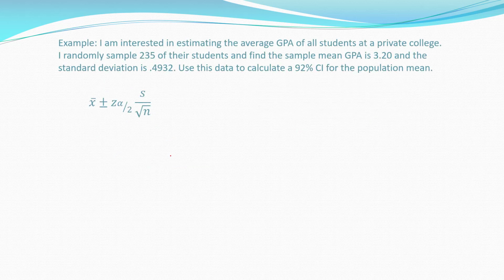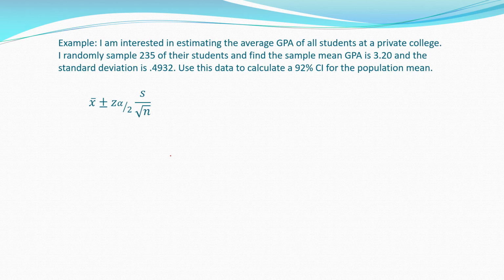All right, so here's an example. I'm interested in estimating the average GPA of all students at a private college. Assuming that there's thousands and thousands of students at this private college, I randomly sample 235 of the students and find a sample mean is 3.2. Sample standard deviation is 0.4932. Use this data to calculate. So this is the calculations.